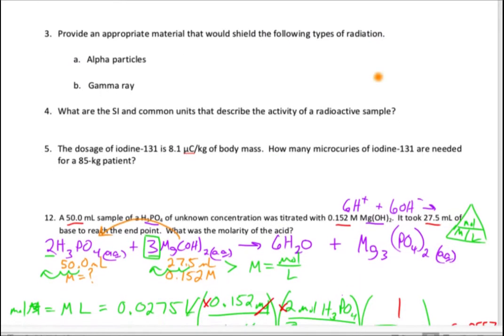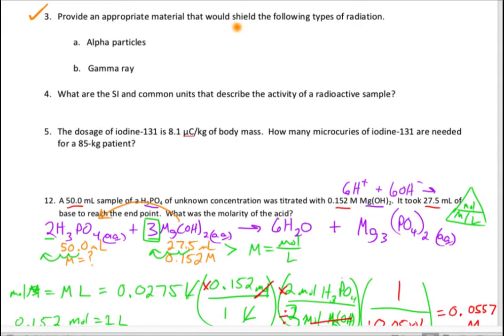So first off, we'll use this first question to talk about the different types of radiation that were discussed in the chapter, as well as type of shielding. The best way to protect yourself in the laboratory from these different types of radiation. And the type of shielding is dependent upon the property of the radiation. Right, we had alpha particles, gamma rays, and then beta particles as well.